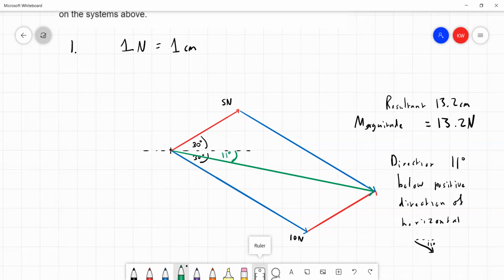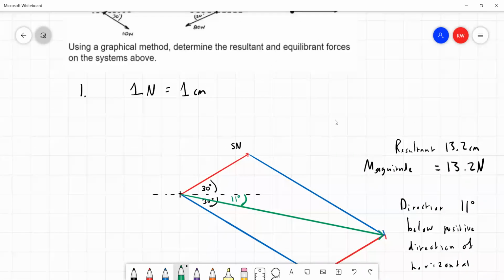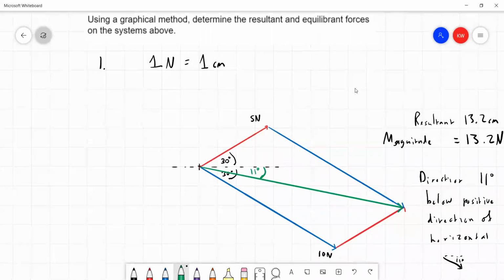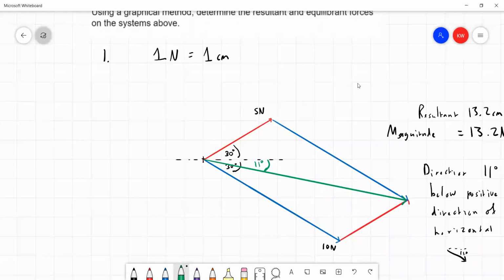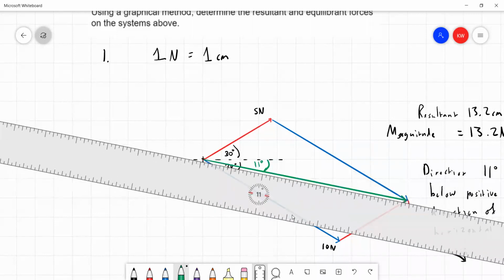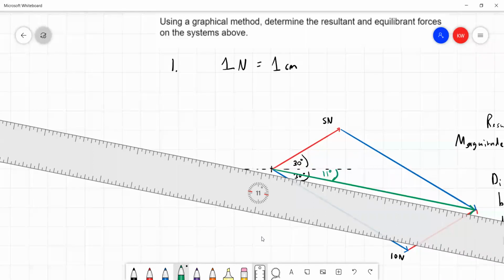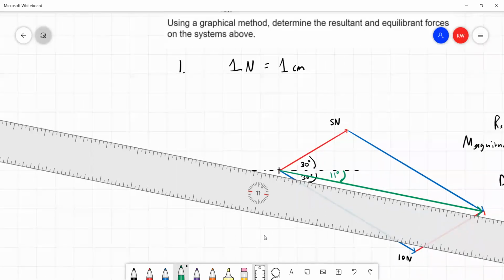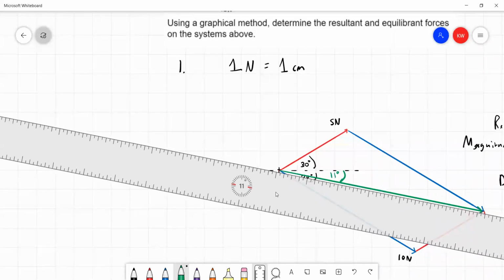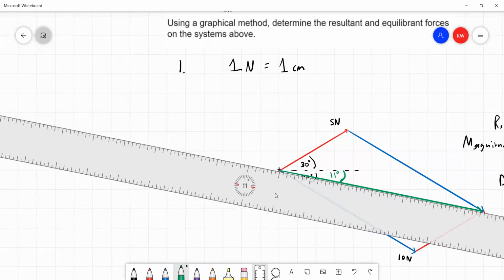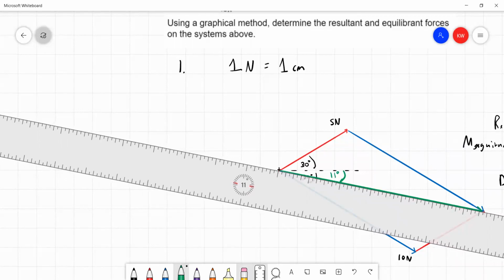The last part of the question, you'll see what we're asked to do here. We're asked to find the equilibrium force as well. Well, the equilibrium force we find in a very straightforward manner. We take the ruler, we line it up along our resultant, and then go in the opposite direction. Our resultant was going down and to the right, so we're going to go up and to the left. We draw a line of the same length in the opposite direction, because this is the force we would have to add to this system to make sure there was no overall effect.